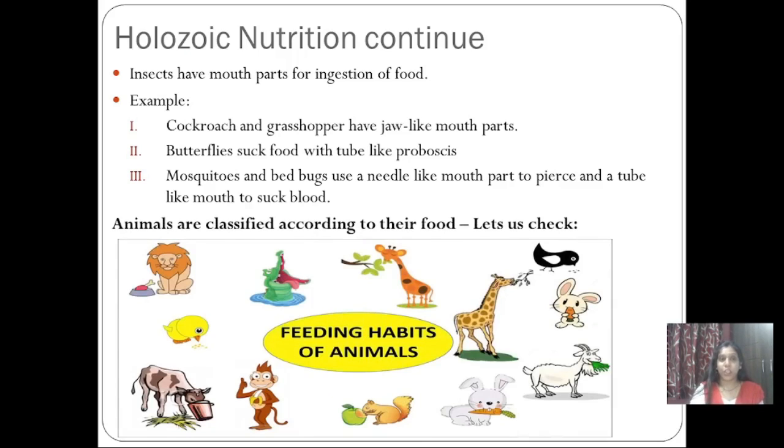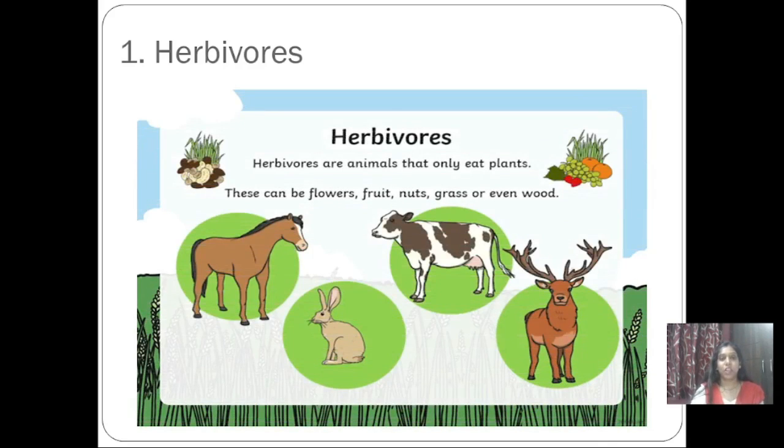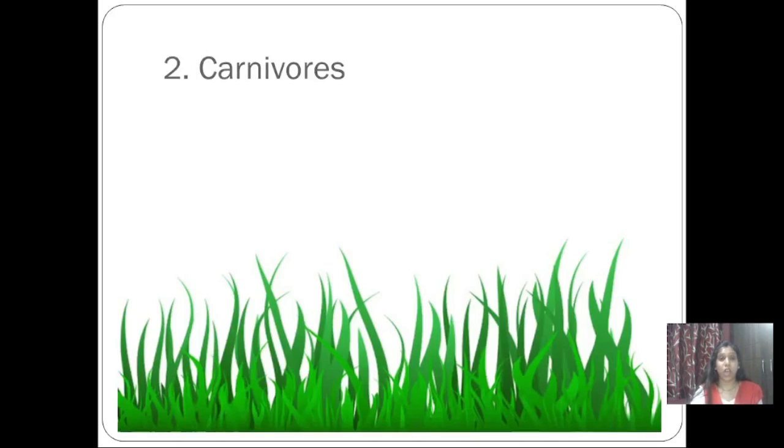Now, as I said, in holozoic nutrition, animals are classified according to their food type. So let us check one by one. Herbivores. Herbivore animals only eat plants. They do not eat anything else, they only survive on plants, such as fruits, flowers, nuts, grass, or even wood. Some examples given below are horse, rabbit, cow, and reindeer. These all are herbivores.